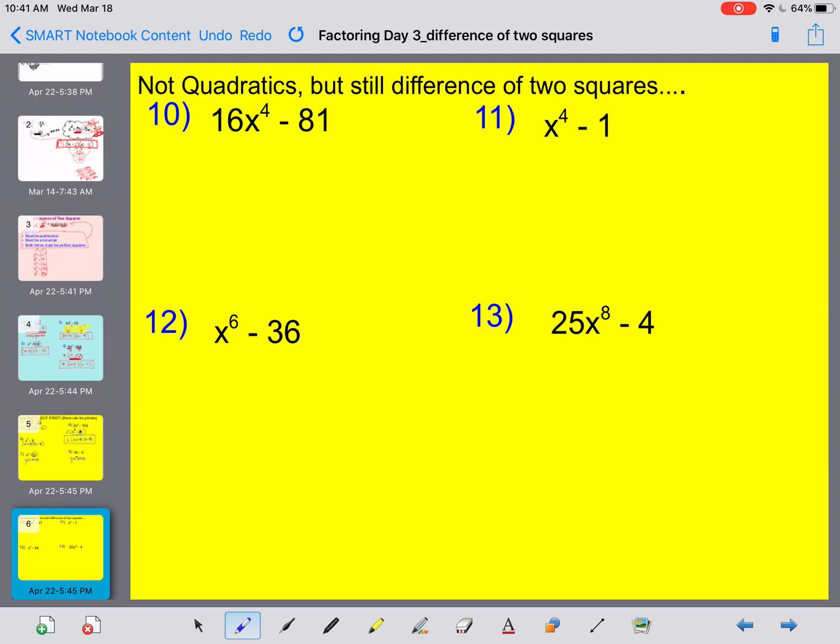All right, so let's go through number 10. There's no GCF. So you're looking for a difference of two squares. It's a binomial, it's subtraction.